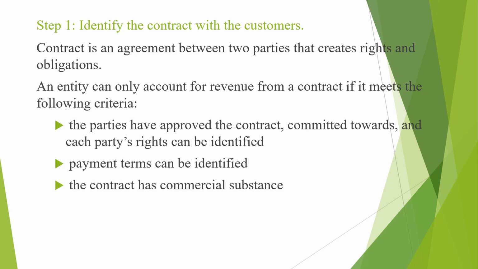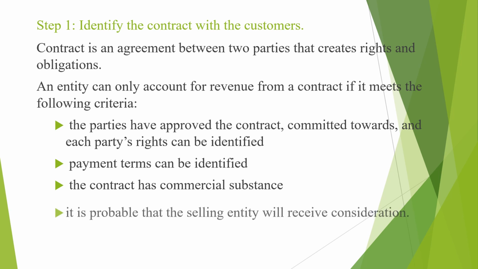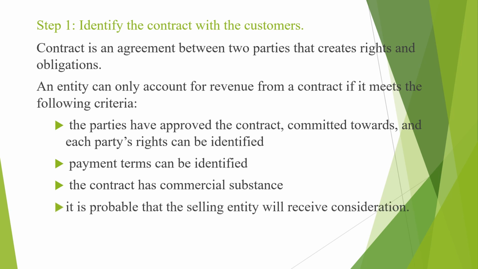The contract should have commercial substance for it to be recognized as a contract under revenue, and it is probable that the selling entity will receive consideration. The contract can be either verbal, written or implied. So these are the criteria for recognizing a contract. There has to be a contract between two parties, and identifying that contract is the first step in recognition of revenue. The second step is the performance obligation.